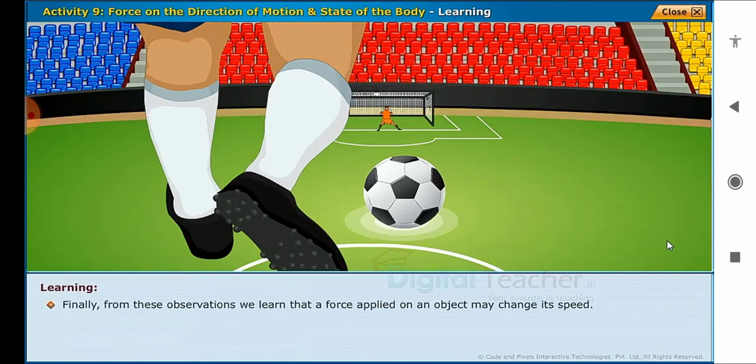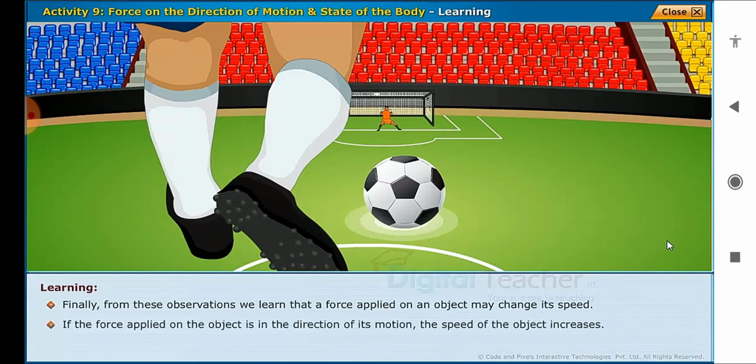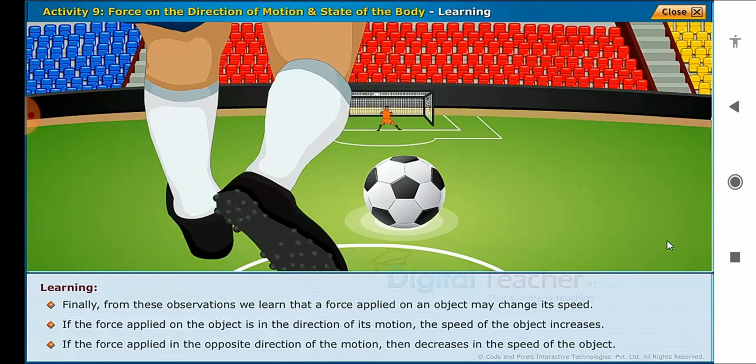Finally, from these observations, we learned that a force applied on an object may change its speed. If the force applied on the object is in the direction of its motion, the speed of the object increases. If the force is applied in the opposite direction of the motion, then the speed of the object decreases.